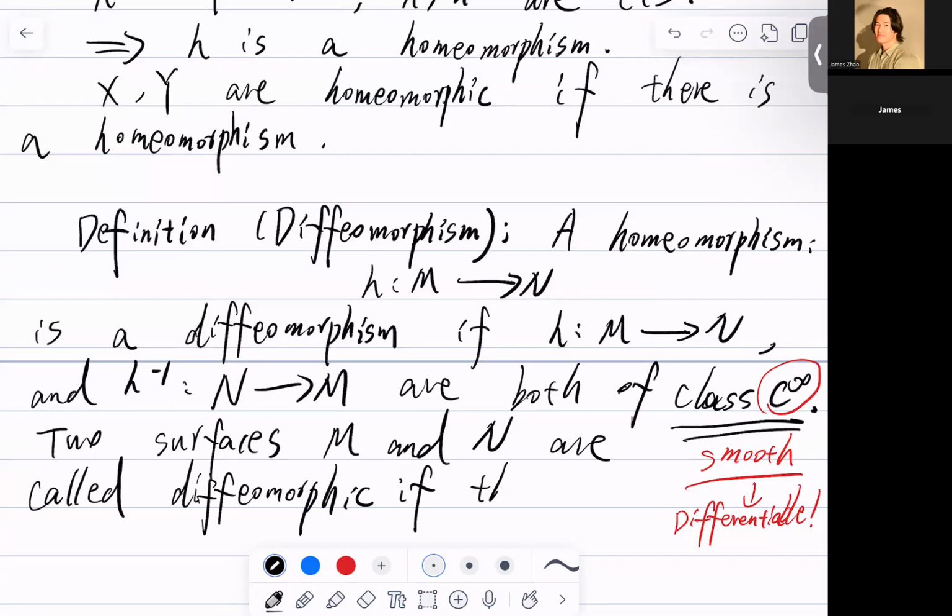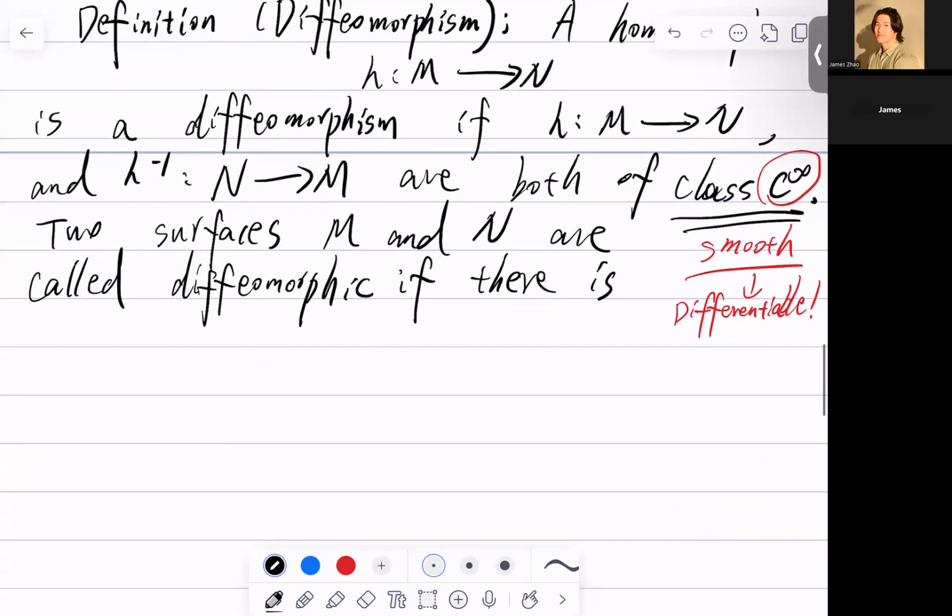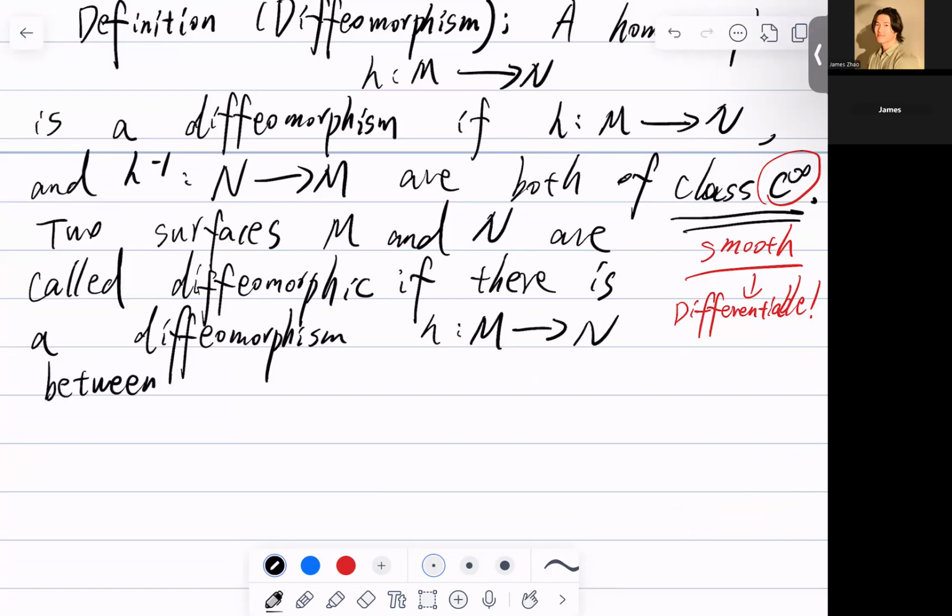If there is a diffeomorphism between them, right? So similar to homeomorphism, if there exists one, then we have a diffeomorphism. We just need one map whose inverse exists, it needs to be continuous, also needs to be bijective, and it needs to be smooth, right? So there we go. This is what diffeomorphism is.